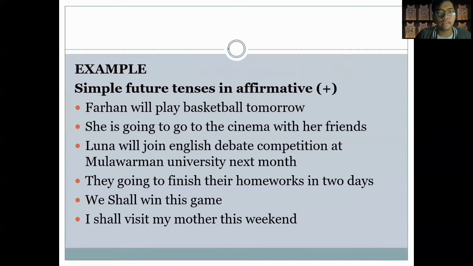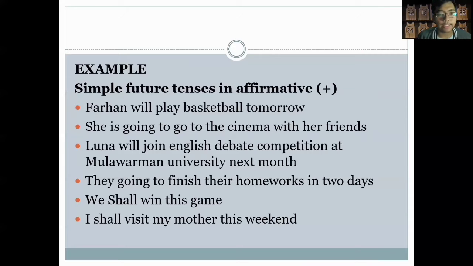For example, simple future tenses in affirmative. First is Farhan will play basketball tomorrow. Farhan as the subject, and continue with will, and then you put verb after will, play, and basketball as the object. Or she is going to go to the cinema with her friends. She as the subject, after she you put to be, in here is, and then you put going to, and then after that you put verb, in here is go, and then to the cinema as an object.